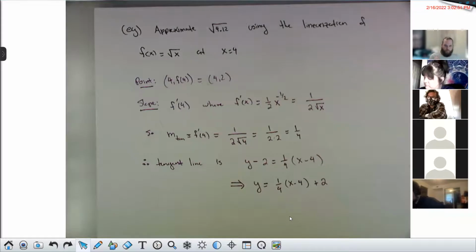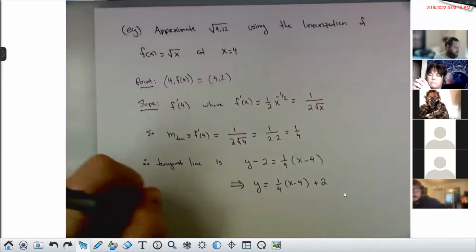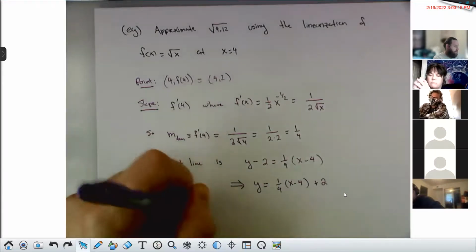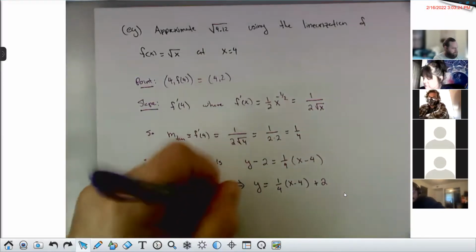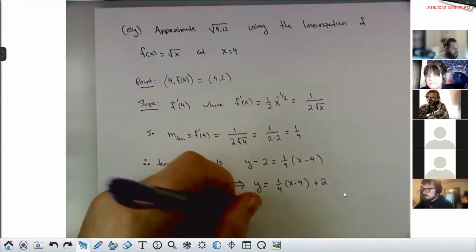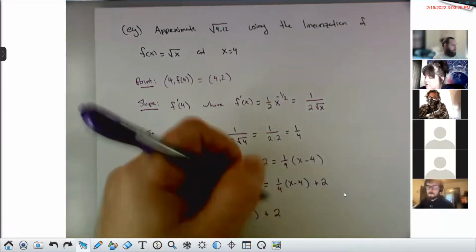Because our intent is to plug into this thing an x value that is, one, not very nice, and two, quite close to 4. Being quite close to 4 makes subtracting 4 a pleasant operation to do. But if you distribute everything, then it gets a little nastier. All right, this is L of x. L of x is just the tangent line solved for y: 1/4 times x minus 4 plus 2.